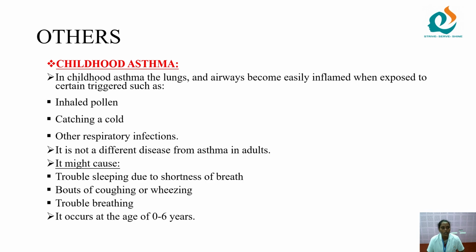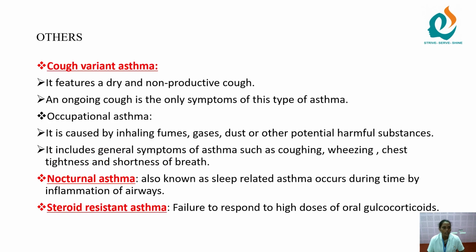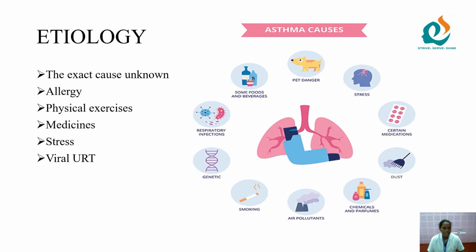Then childhood asthma. Mainly in childhood asthma, inhaled pollen, catching a cold and other respiratory tract infections are triggers, and it is not a different disease from asthma in adults. There is trouble sleeping due to shortness of breath and bouts of coughing or wheezing and trouble breathing. It occurs at the age of 0 to 6 years. Others are adult onset asthma, exercise induced asthma, cough variant asthma, nocturnal asthma and steroid resistant asthma.